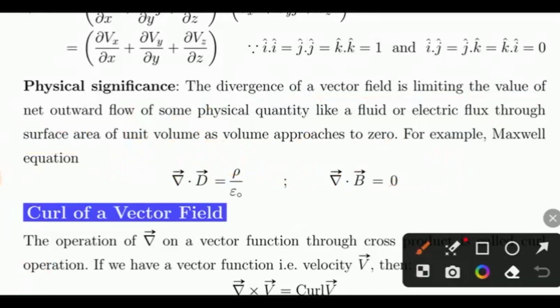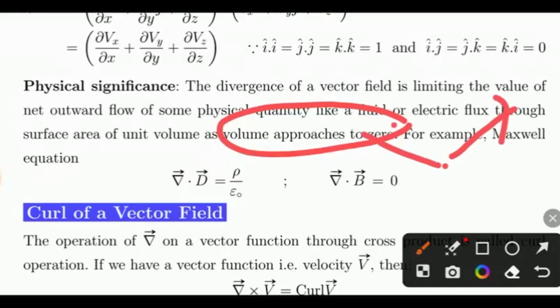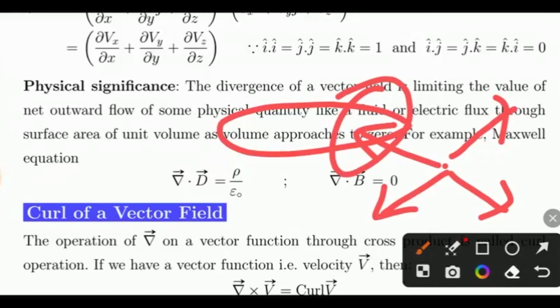First, keep it in mind here, the volume approaches 0 means if we take a dot function or a point function and take its divergence, and that divergence is through some area, it gives you the outward flux point function. So here are examples from Maxwell's equations: del dot D. If we take the divergence of the electric displacement vector, it will generate rho over epsilon naught. And if we take the divergence of the magnetic field, del dot B, it will become equal to 0.